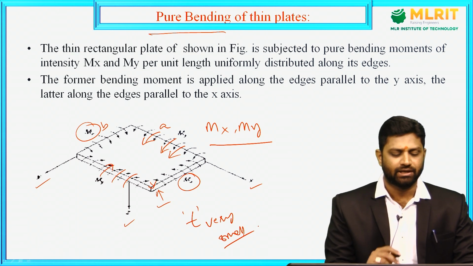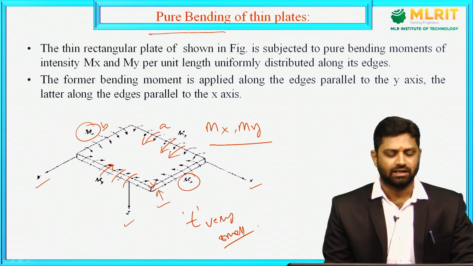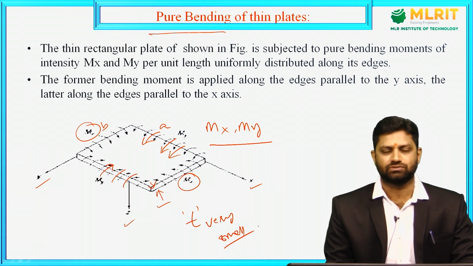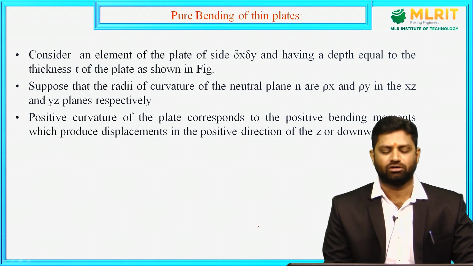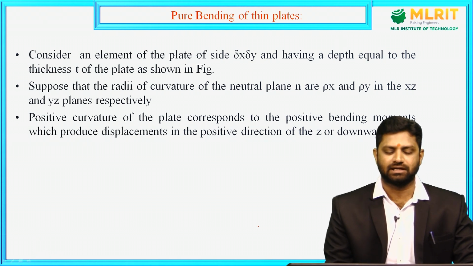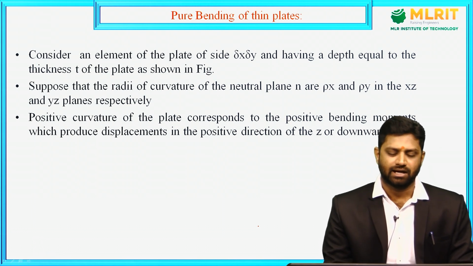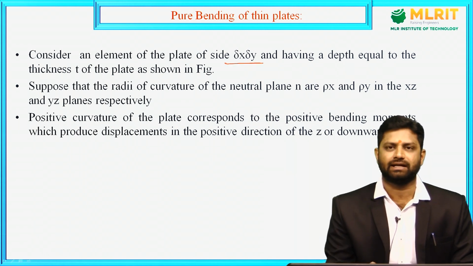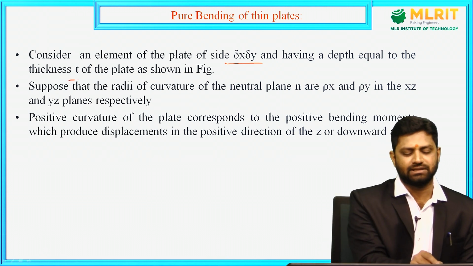Now the former bending moments are applied along the edges parallel to the y-axis, the latter along the edges parallel to the x-axis. So what we need to see is Mx is applied parallel to the x-axis and My is applied parallel to the y-axis. That is what we have to see from this diagram. Now let's consider an element of the plate, of side delta x delta y. That is the thin plate we have seen. Now let's consider a small element in that thin plate, and let us assume the edges of that elemental plate as delta x and delta y, and having a depth equal to the thickness T of the plate.